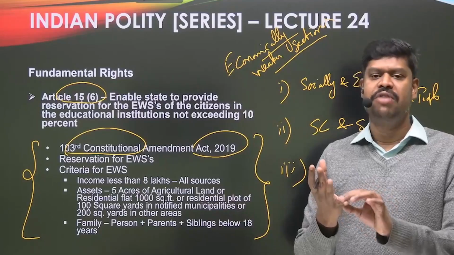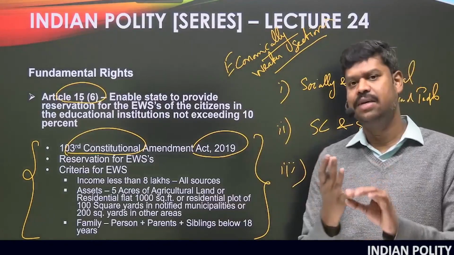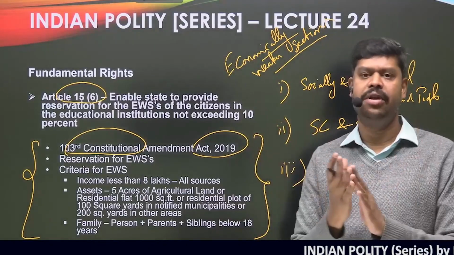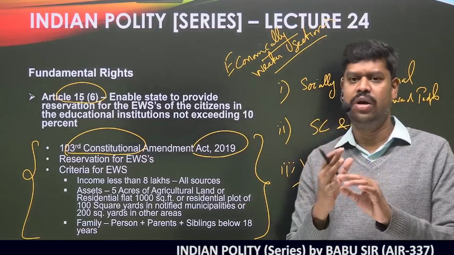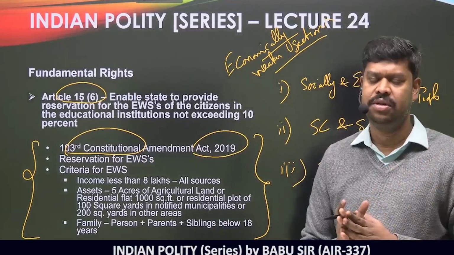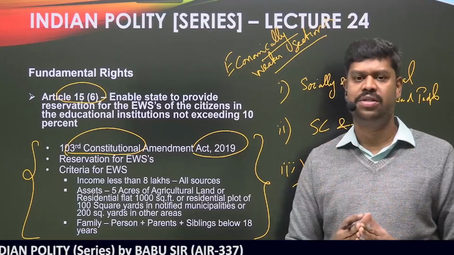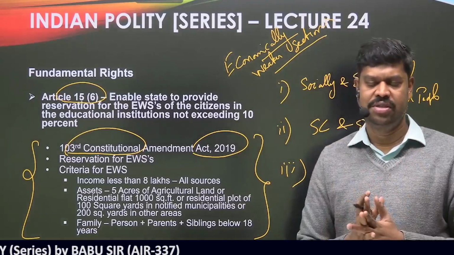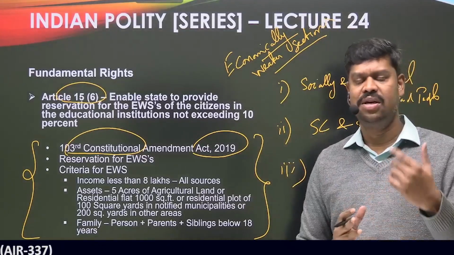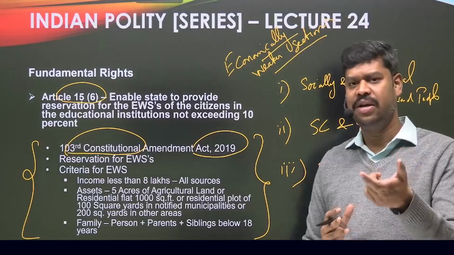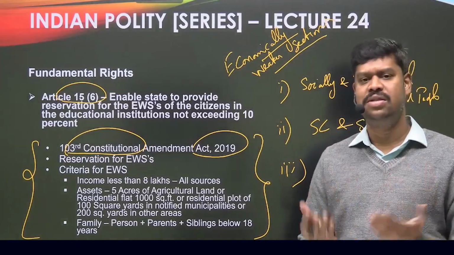For example, any family whose entire family income is less than 8 lakhs, although they are from the general category. That is not the only condition; then their property should be seen, whether they have agricultural land of 5 acres or more, and whether they own a house of less than 1000 square feet. Whether they own any plot, if it is in a recognized municipality, an urban area, it should be less than 100 yards, or if it is a rural area, it should be less than 200 yards.